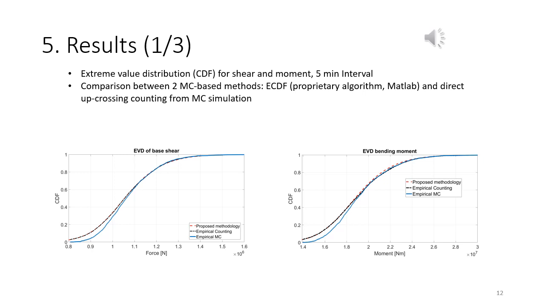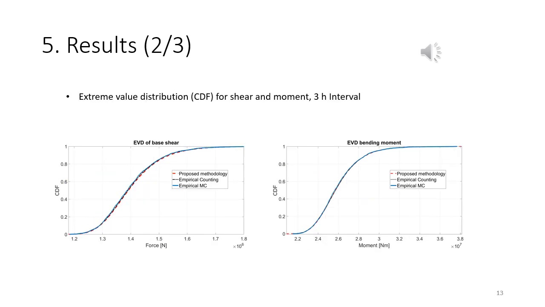We see here the comparison for the 5-minute simulation. For the lower end of the percentiles, there is some discrepancy, but there is close agreement on the higher end, and this result is particularly useful from a design perspective. Here are the results for the 3-hour interval. The EVDs calculated by the three approaches fit much more closely, even for lower percentiles.